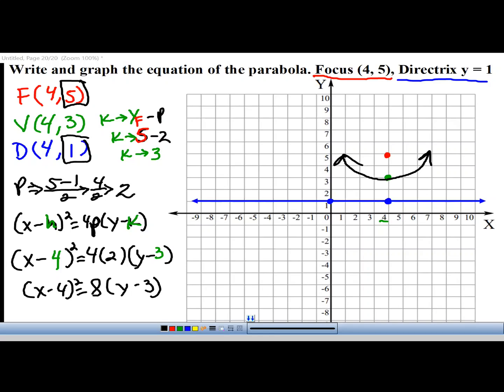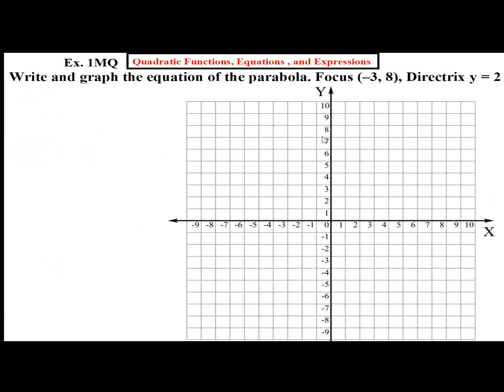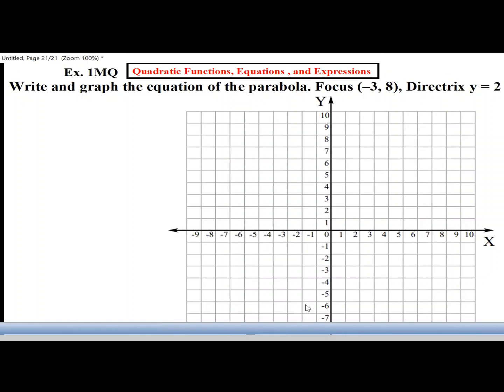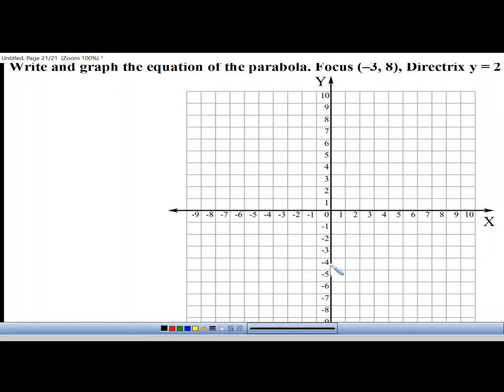All right, let's do one more. Copy this one. Example 1 mega cube. Our focus is at -3, 8, and our directrix is y equals 2. And once again, write and graph the equation of the parabola with focus -3, 8, directrix y equals 2. I'll give you a head start. Ready, copy that and go. All right, I gave you a head start. Let's see how we are doing so far.